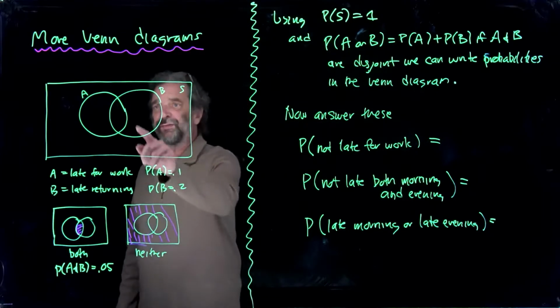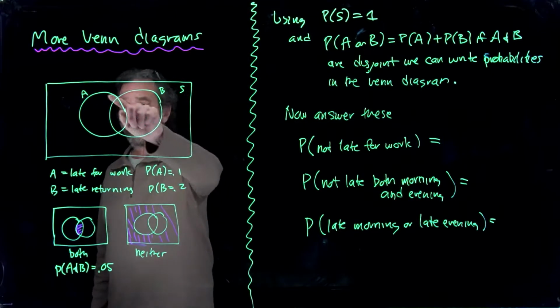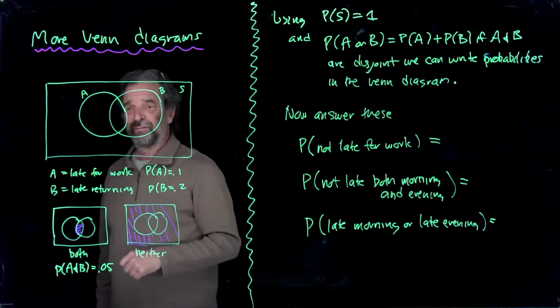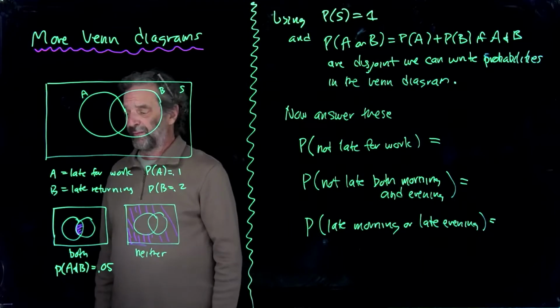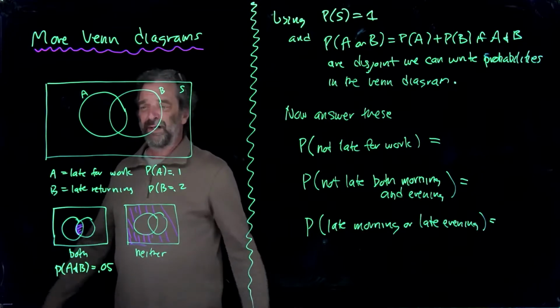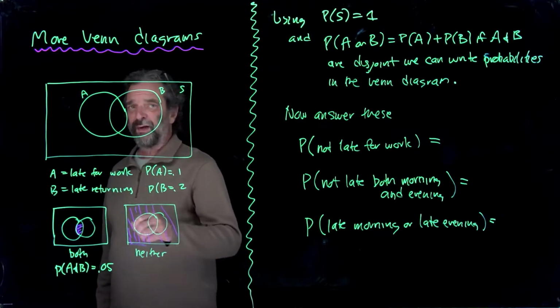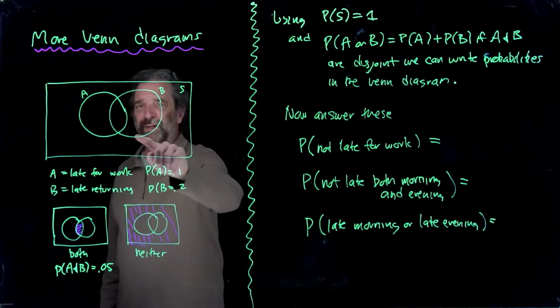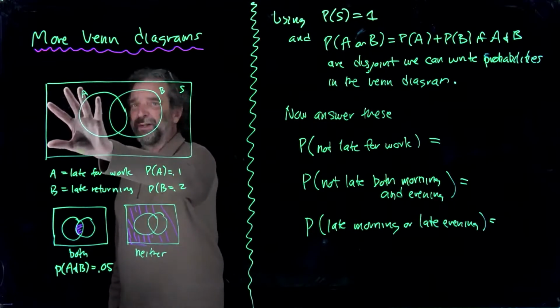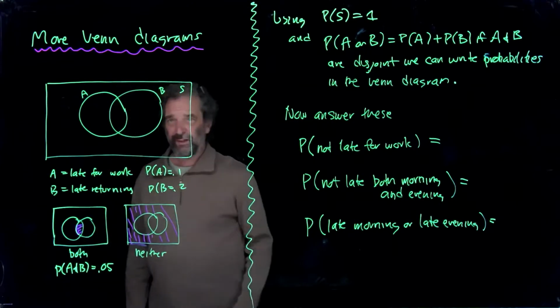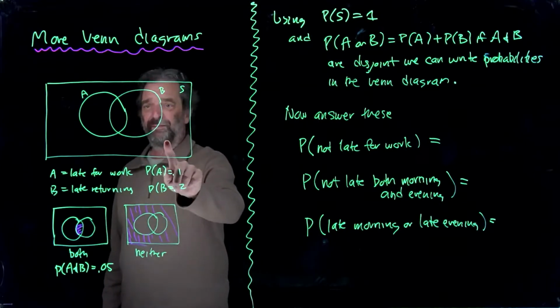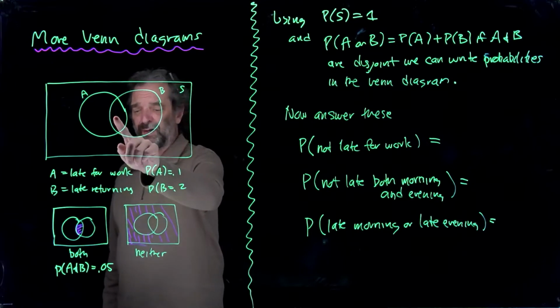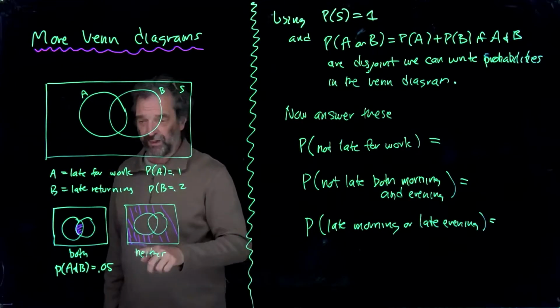So here inside this first circle are the outcomes where I'm late for work, because we're thinking of going to work many, many days. Of the many, many days, this would be the ones where I'm late to work, and these would be the ones where I'm late returning, and these would be all the days together. Sometimes I'm not late at all, and sometimes I'm late both times. So here's how that looks.